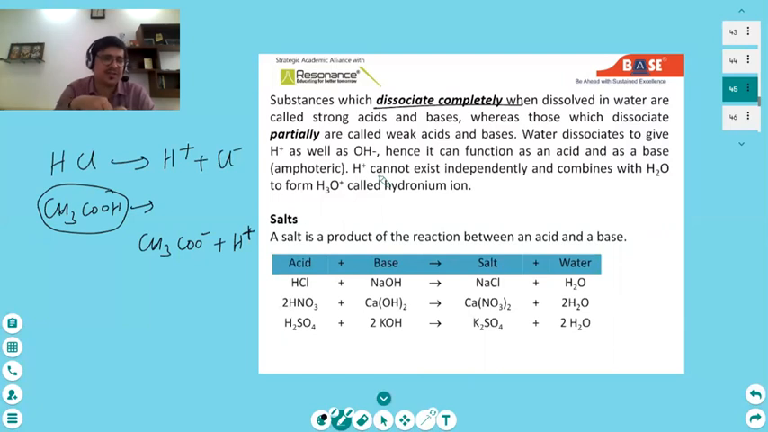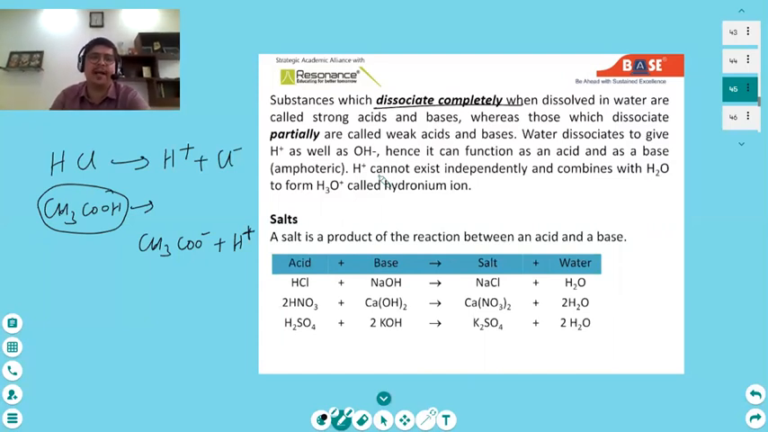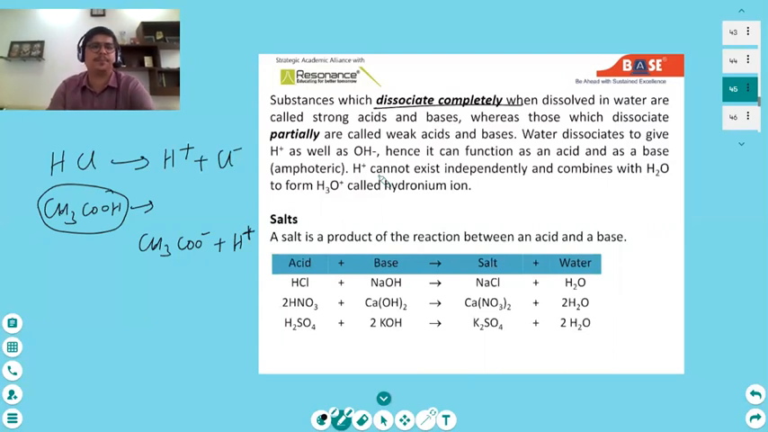When you add more water, some more will dissociate. So the dissociation in weak acids and weak bases keeps on going as long as we add water to it. That is important, that you must know. So substances which dissociate completely when dissolved in water are called strong acids and bases, whereas those which dissociate partially are called weak acids and weak bases.